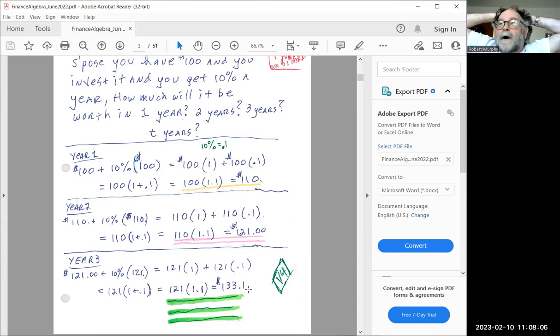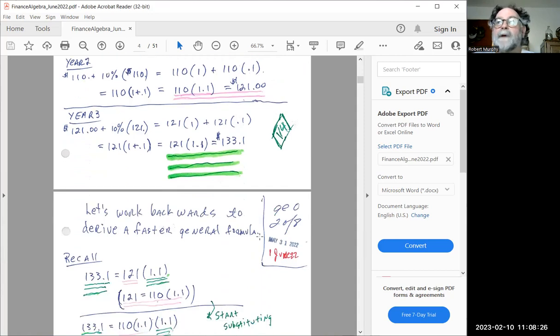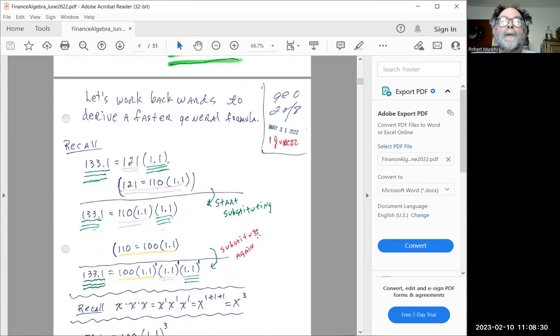So if I start with $100, and I get 10% interest a year for the next 3 years on that $100, I'm going to end up with $133.10. Now, life is a lot more complicated than this little example, so let's work backwards to derive a faster general formula.